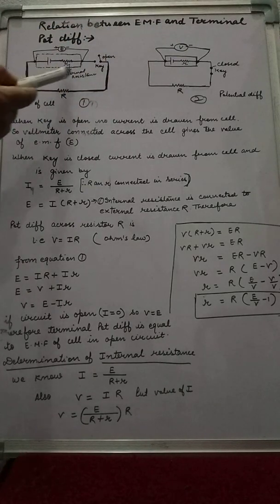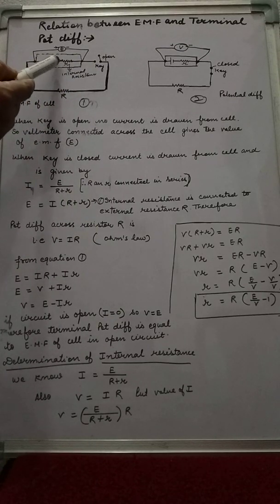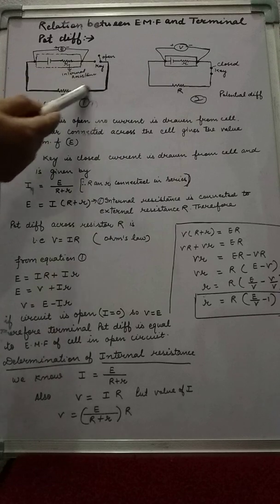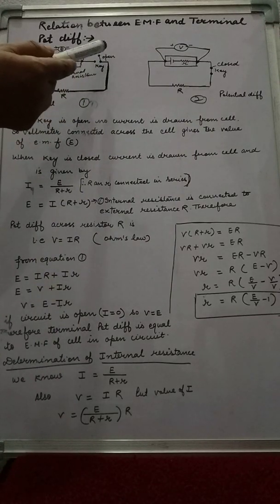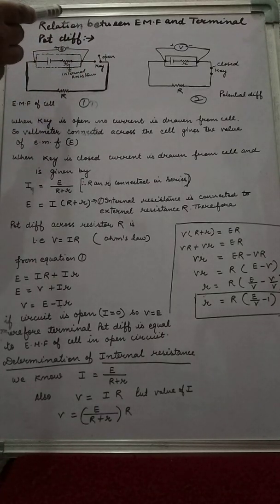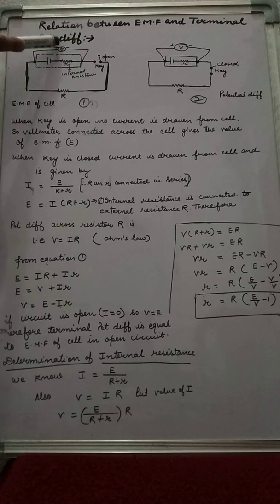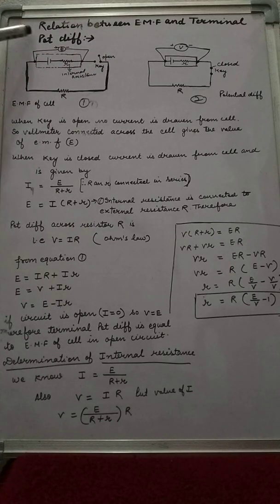EMF is measured when the circuit is open. We have connected this cell with the internal resistance, small r, and these two are connected in series with the external resistance R. So when the circuit is open, the voltmeter connected here gives the value of the EMF of the cell.